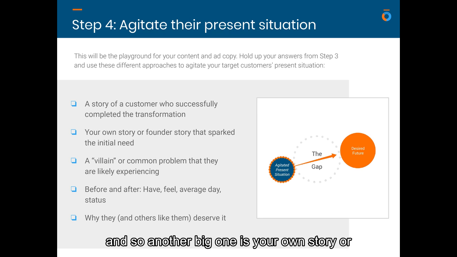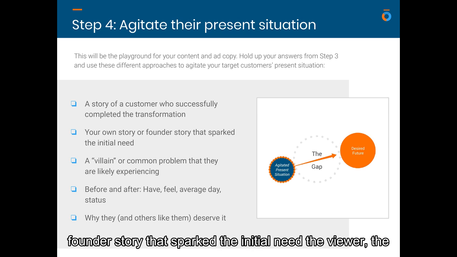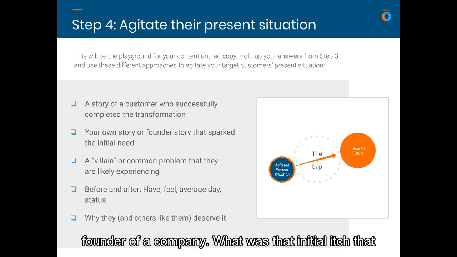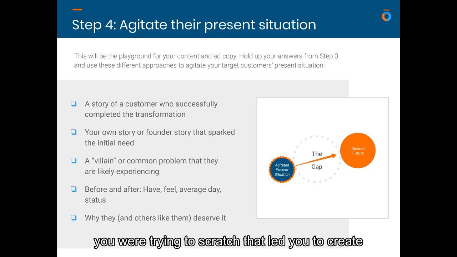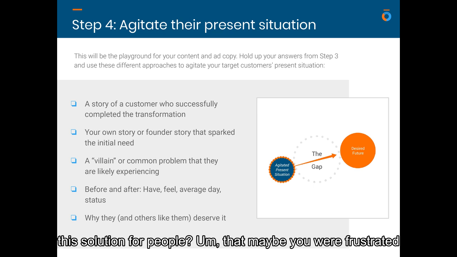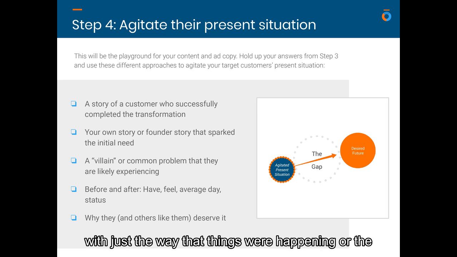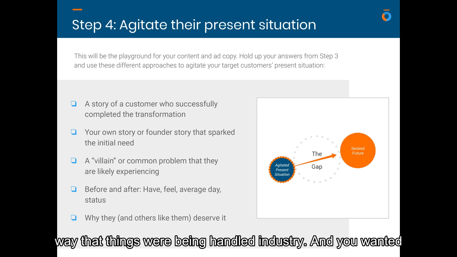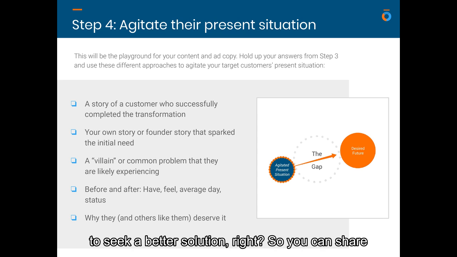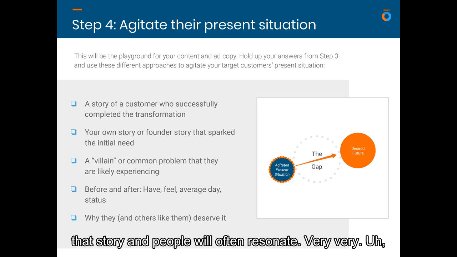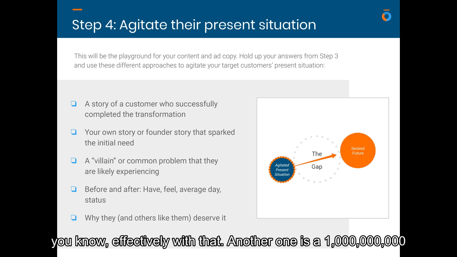And so another big one is your own story or founder story that sparked the initial need. If you were the founder of a company, what was that initial itch that you were trying to scratch that led you to create this solution for people? Maybe you were frustrated with the way things were being handled in the industry, and you wanted to seek a better solution, right? You can share that story, and people will often resonate very effectively with that.